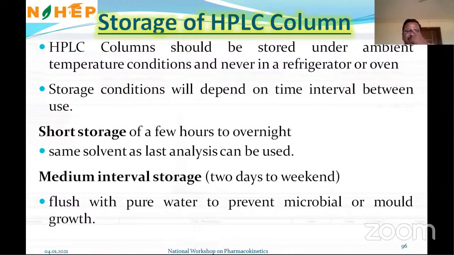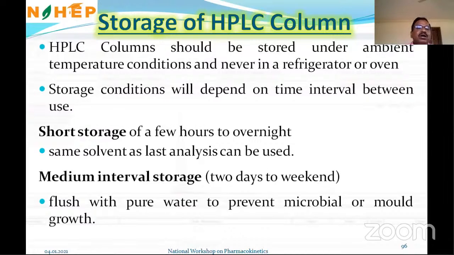Coming to the storage of HPLC columns, HPLC columns should be stored under ambient temperature conditions, and never store the columns in a refrigerator or oven. So it should be kept at room temperature. Storage conditions will depend on the time interval between uses. Suppose we are storing for a short time or overnight, we can store with the solvent that was used for the last analysis. We can even keep the column in the system itself by running the last mobile phase that was used.